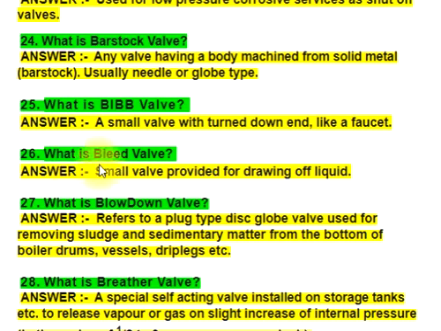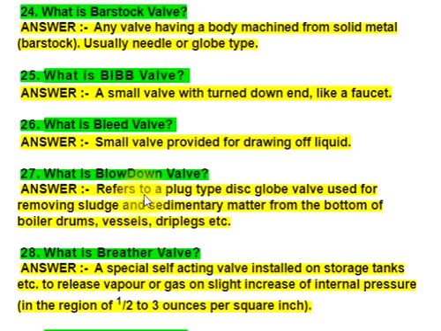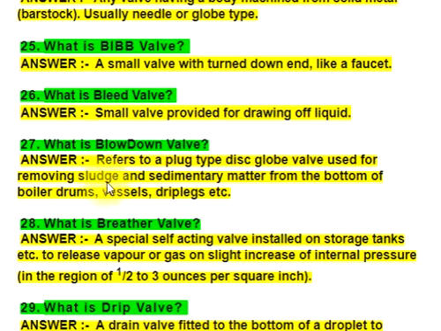26. What is bleed valve? Answer: small valve provided for drawing off liquid. 27. What is blowdown valve? Answer: refers to a plug-type disc globe valve used for removing sludge and sedimentary matter from the bottom of boiler drums, vessels, drip legs, etc.